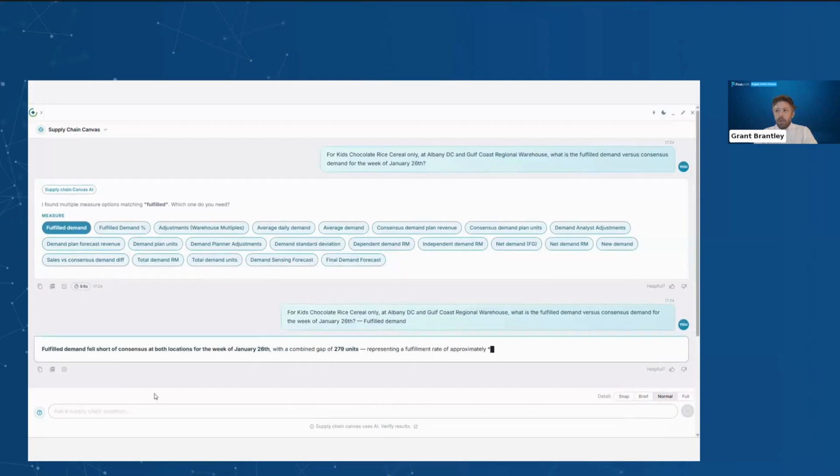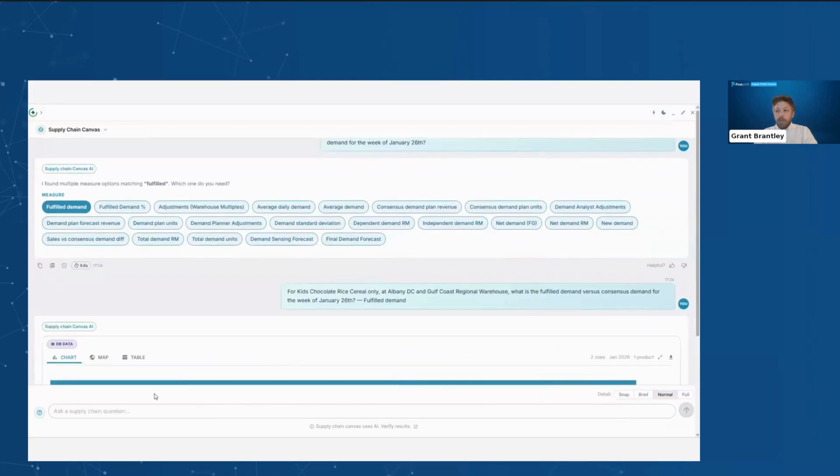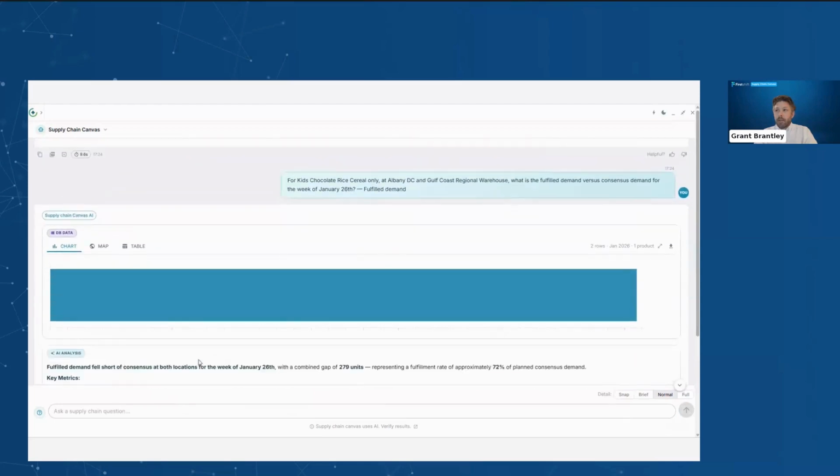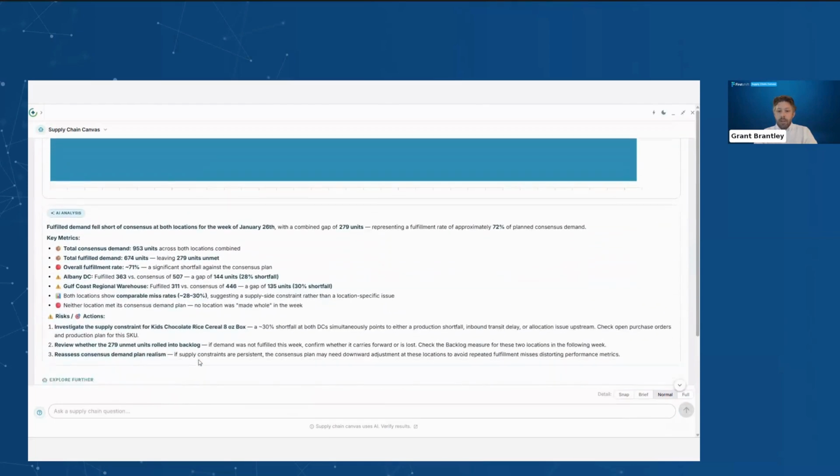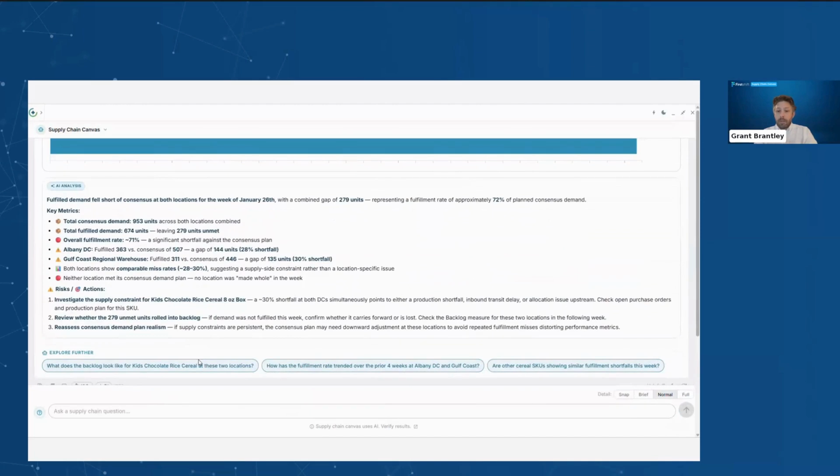So looking if we're able to fulfill all of our demand here, Canvas is immediately coming back. We see a chart at the top, but then with our analysis that no, we're not filling all of the demand here. We plan to ship 953 units across the two distribution centers, and we only fulfilled about 72% of that. Now, Albany's at a 28% shortfall, Gulf Coast, about a 30% shortfall. So neither really came close to doing a full rate. And the miss rate's almost identical at both of those.